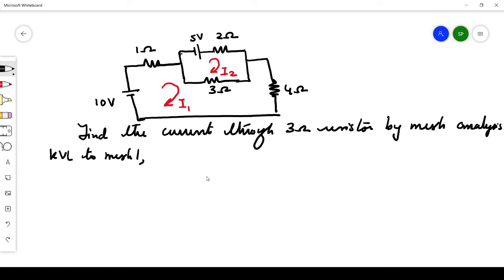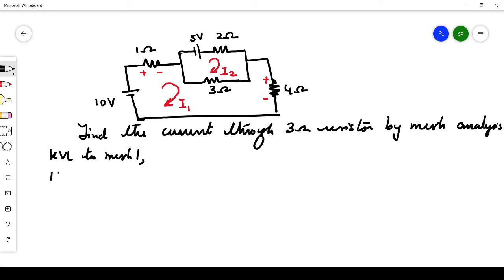So let us take this loop. 10 volts. The current is marked in the clockwise direction. When you are marking the current, the conventional direction of current is from positive to negative. So here it is plus to minus, here it is plus to minus. You can just mark the directions. Now just write the equation. We are moving in the clockwise direction.